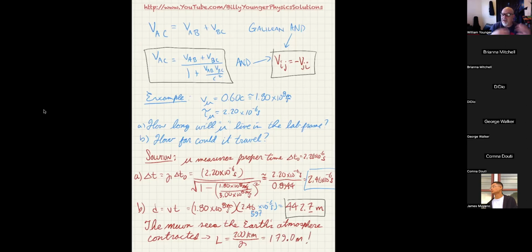So length contraction and time dilation have to be there, because if c, which is the speed of light, is always the distance traveled divided by the time taken, if you screw up one of them, like the time, then you also have to screw up the other one, like the length. And that's why the two explain it.